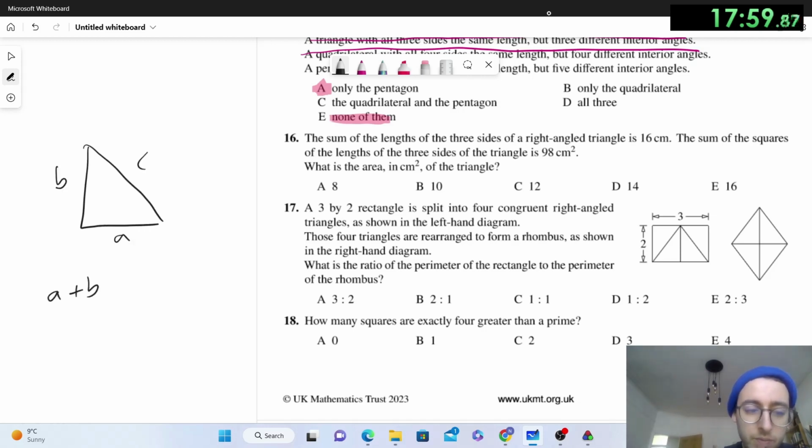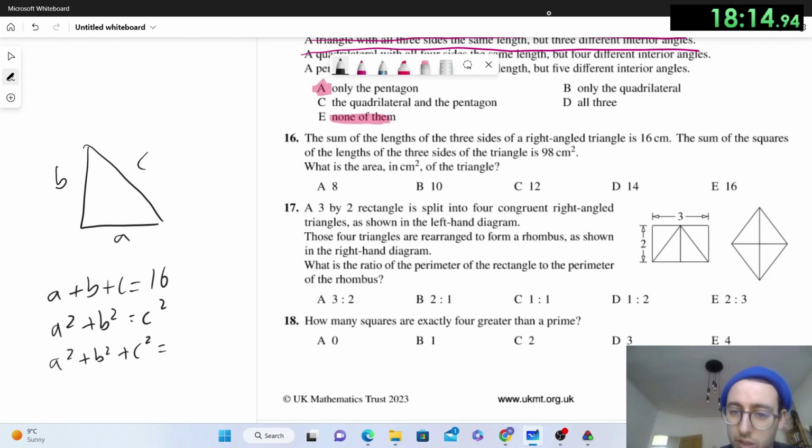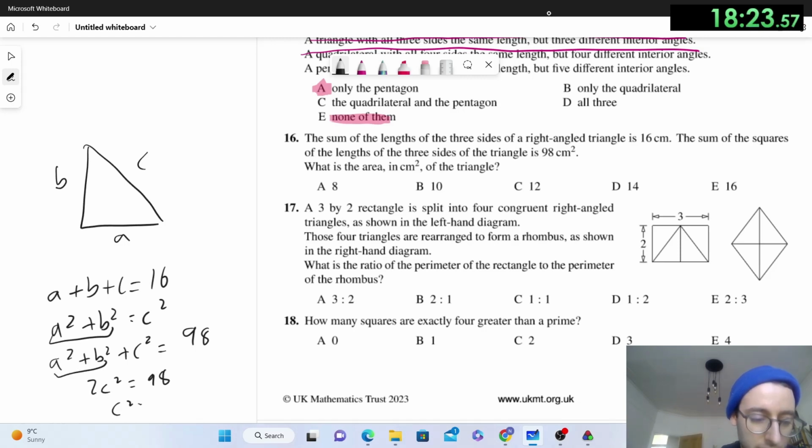A plus B plus C equals 16. A squared plus B squared equals C squared. And the sum of the squares of the lengths of the 3 sides, A squared plus B squared plus C squared, equals 98. But we know that this is true, so 2C squared equals 98. C squared equals 49. C equals 7.